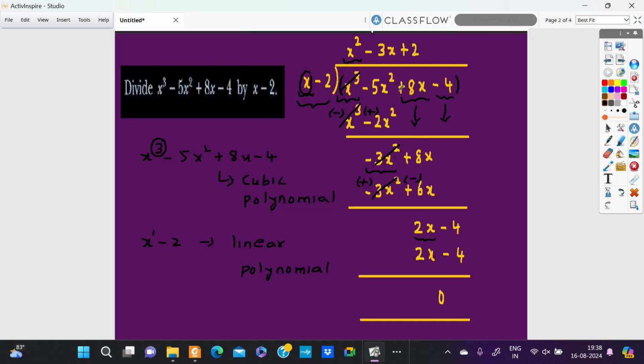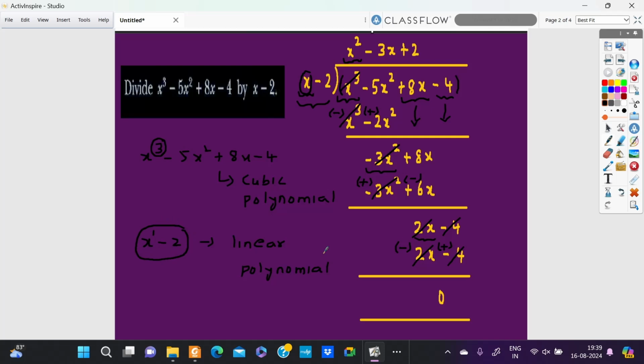I need the same 2x, so I just multiply, put positive 2 on the top and multiply the divisor with 2. So 2 times x is 2x, and 2 times negative 2 is negative 4. When I change the signs, this becomes 0. Positive 2x, negative 4, positive 4 becomes 0. So here it means the remainder is 0. Alright. From this I could conclude that x minus 2 is a factor.